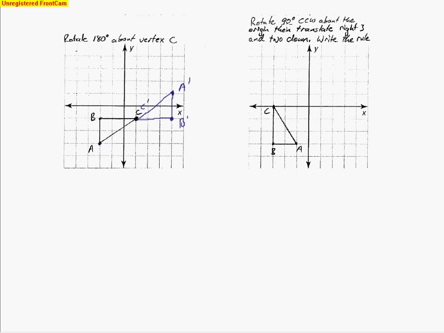Now it says to rotate 90 degrees counterclockwise about the origin, and then translate. So let's do this. We're doing a sequence here. So a sequence means we got more than one transformation going on. So let's start with this 90 degrees counterclockwise. So counterclockwise means we're going to the left, and so when we do that, we're going to end up bringing this image into the fourth quadrant.